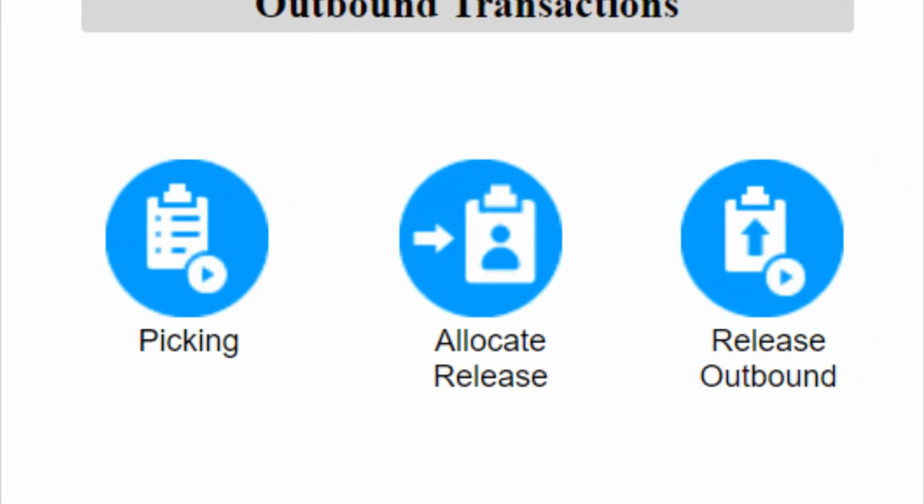Next, we have the Allocate Release transaction. This is used to pick items against an order which has not yet had an outbound advice generated.